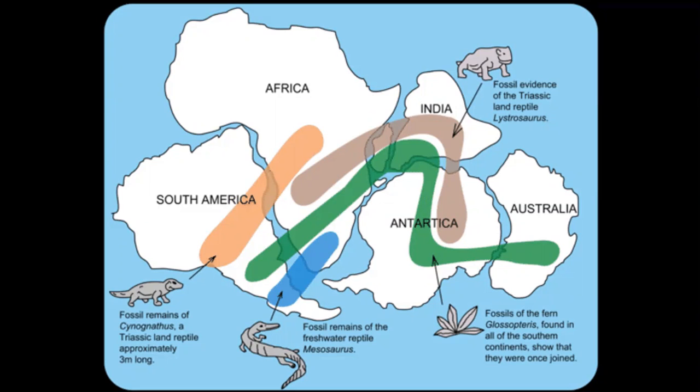Fossils of the seed fern, Glossopteris, are found across all of the southern continents. These seeds are too heavy to be carried across the ocean by the wind. Mesosaurus fossils are found in South America and South Africa. Mesosaurus could swim, but only in fresh water.